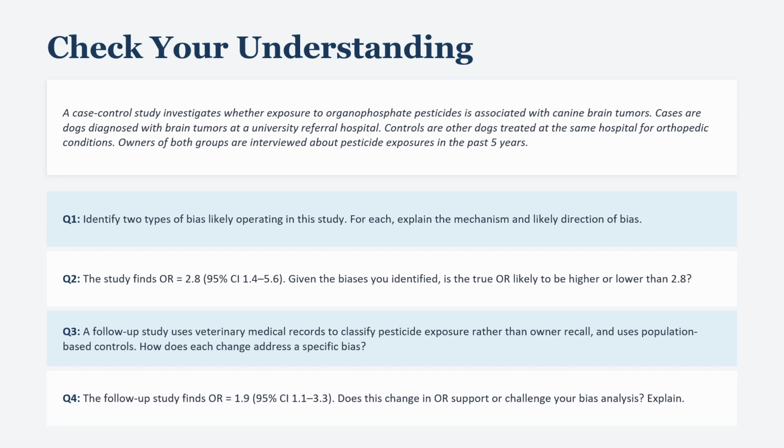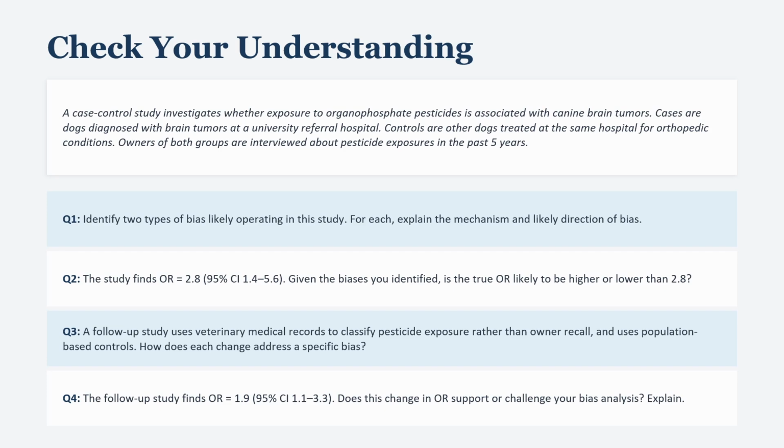This scenario is a carefully constructed teaching case designed to demonstrate how multiple biases operate simultaneously in a realistic study design, a hospital-based case control with retrospective exposure assessment. This design is common in veterinary epidemiology because it's logistically feasible, and understanding its vulnerabilities is essential for critical appraisal. Question 1. Two biases and their mechanisms.